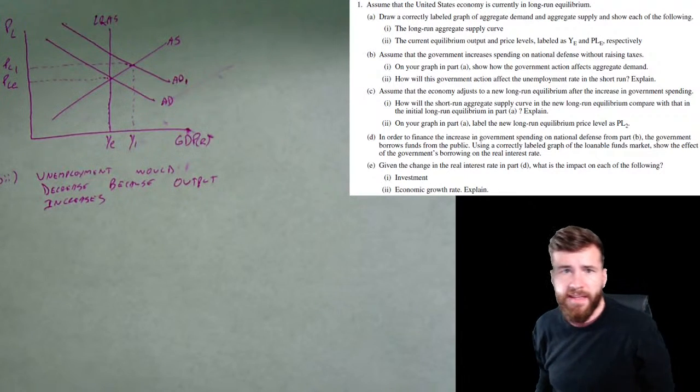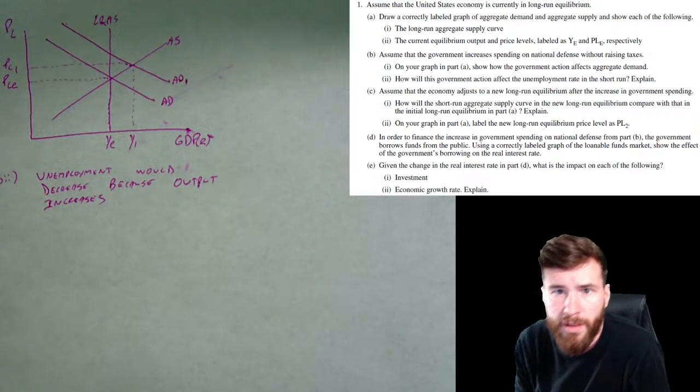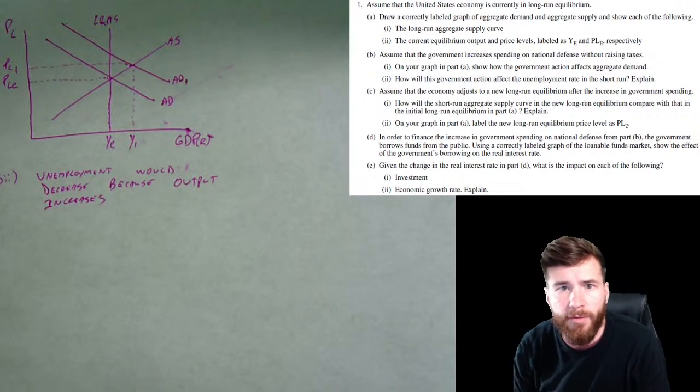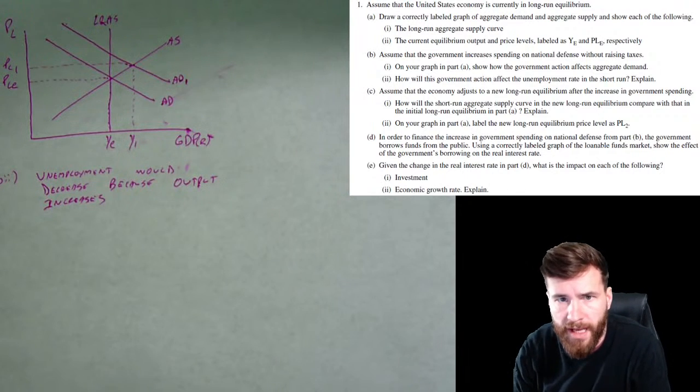C says, assuming that the economy adjusts to a new long-run equilibrium after the increase in government spending, how will the short-run aggregate supply curve in the new long run compare with that in the initial long-run equilibrium, right?